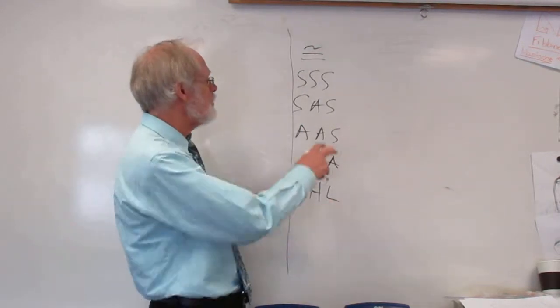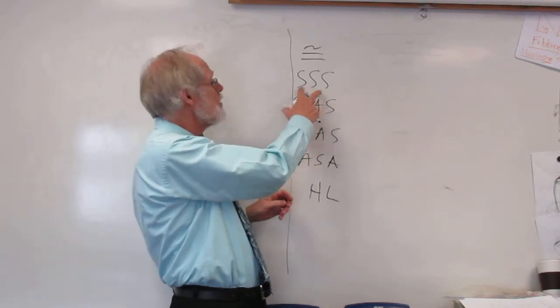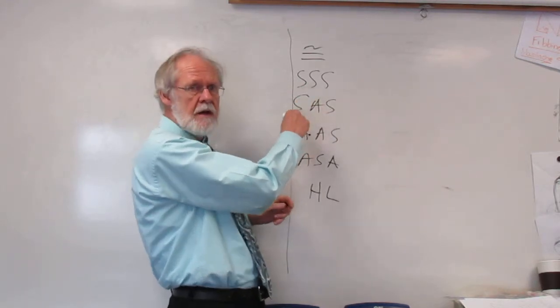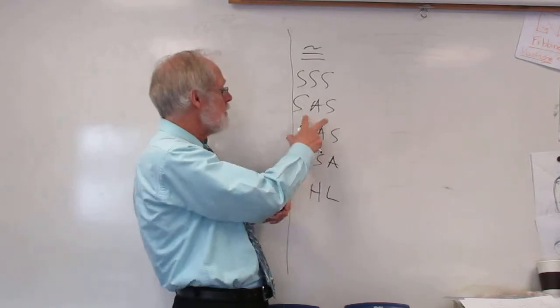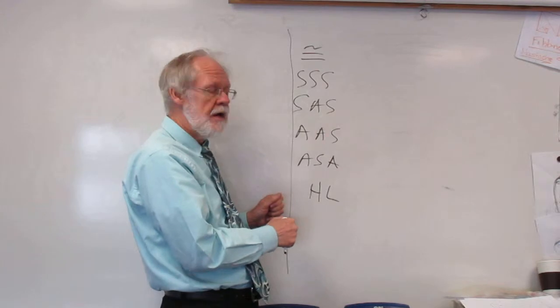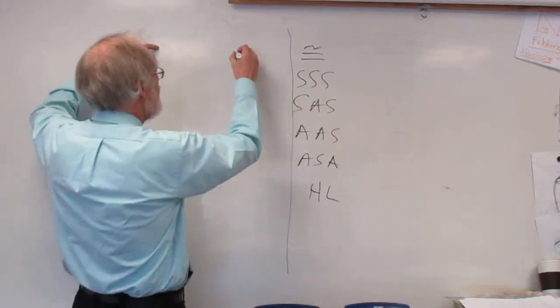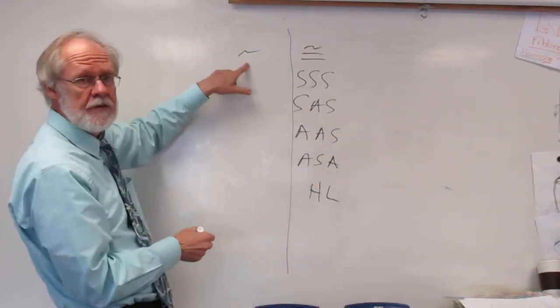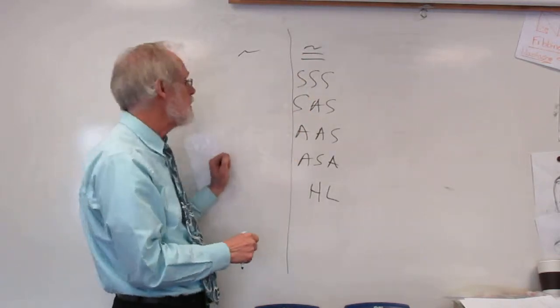So in other words, to prove two triangles congruent using SSS, you had to have all 3 sides of one congruent to all 3 sides of another. Here you had to have 2 sides congruent and the included angle congruent. So all of this was congruence. Now we're going to do similarity, which is just a squiggle without the equal sign underneath.